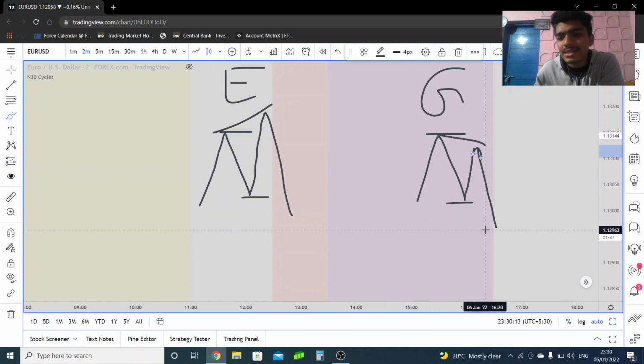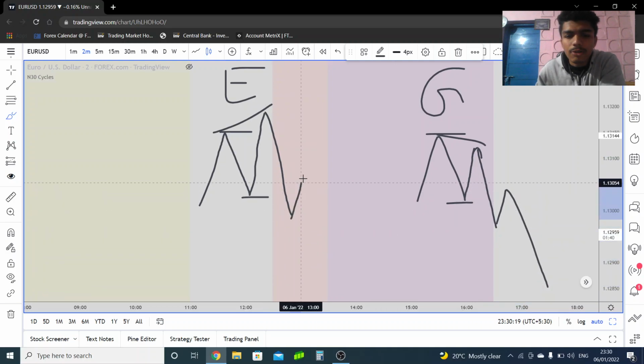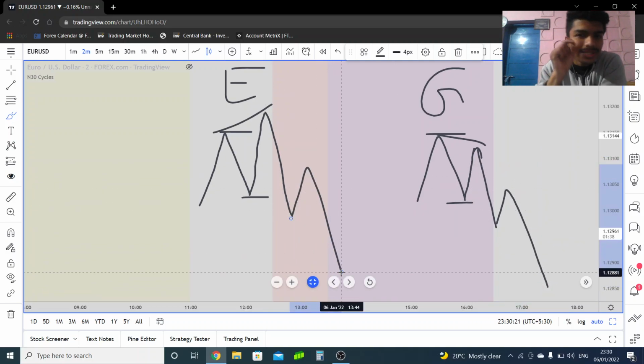We all see this: retracement and sell, retracement and sell. We all see this setup, but still we fail, still we get stopped out. The reason for this is we are missing one key important point.